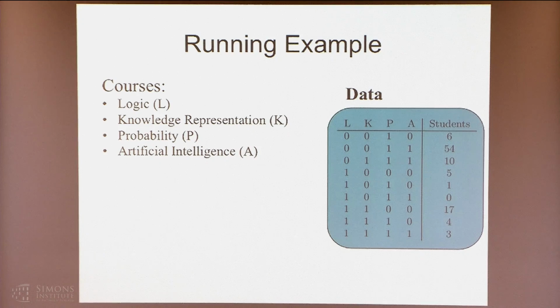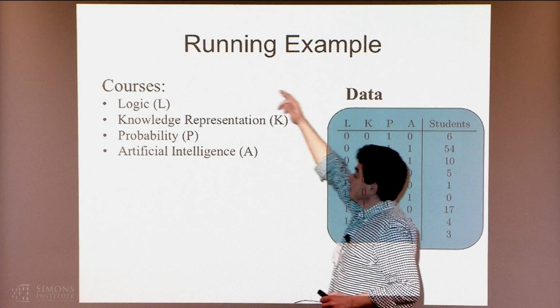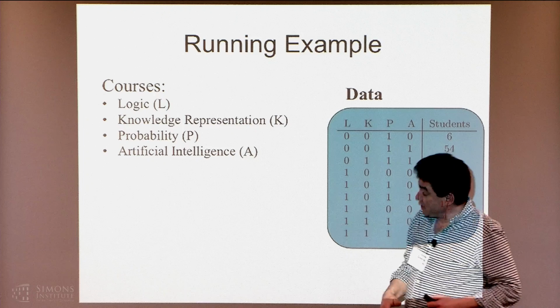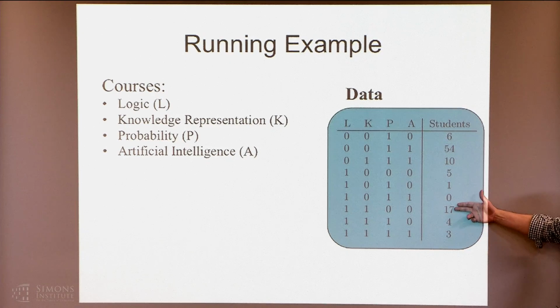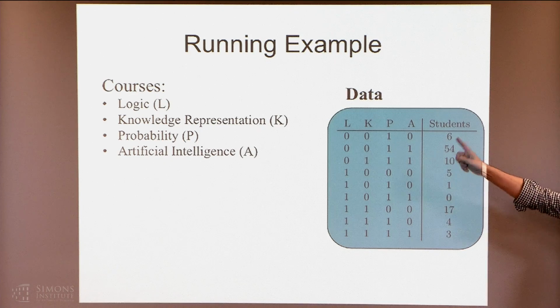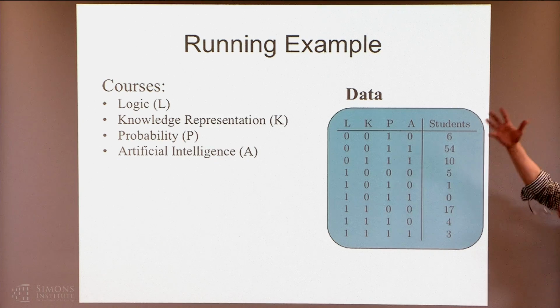You have a department that offers 4 courses: logic, KR, probability, and AI, and you have data on what students have done. So this row, for example, says 17 students took logic and KR, but not probability and AI. And my goal is to learn a distribution from this data so I can use it to reason about what students tend to do. So up until this point, this is the classical machine learning problem.